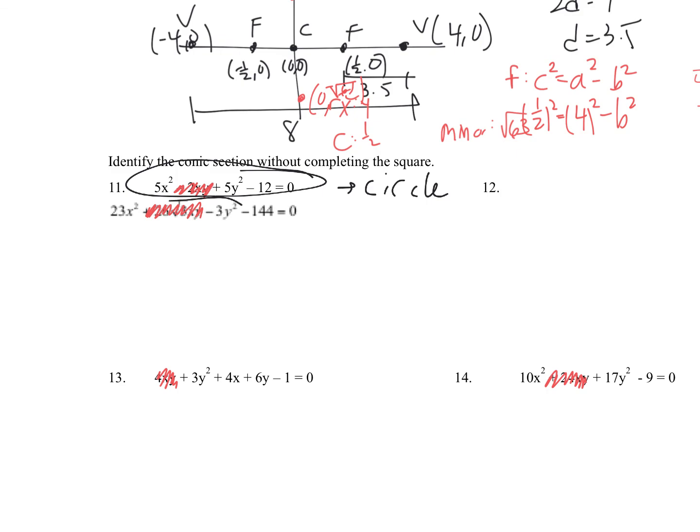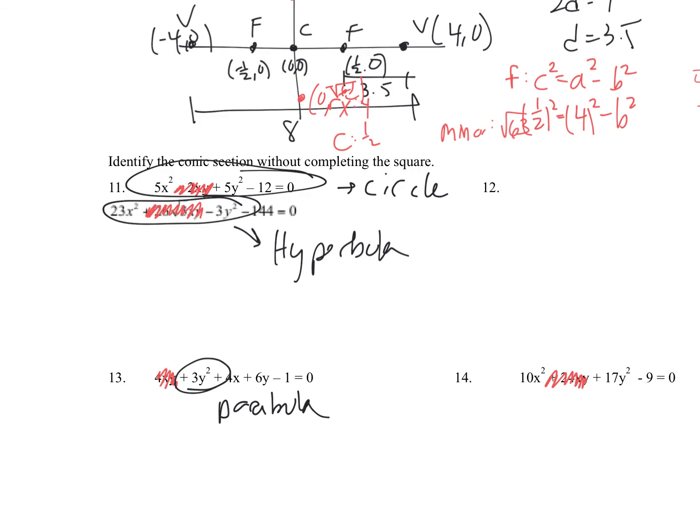Number 12 got cut down to here. x squared minus 3y squared. Again, you just have to go by what's there. This has to be a hyperbola in this case because it's a plus and a minus. They're different signs. Here I just have a y squared, so that's kind of a dead giveaway. It's a parabola. And here I have x squared and y squared, same signs, different coefficients. This one has to be an ellipse.